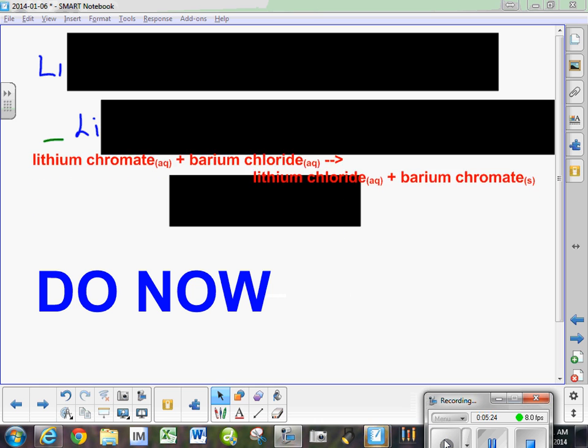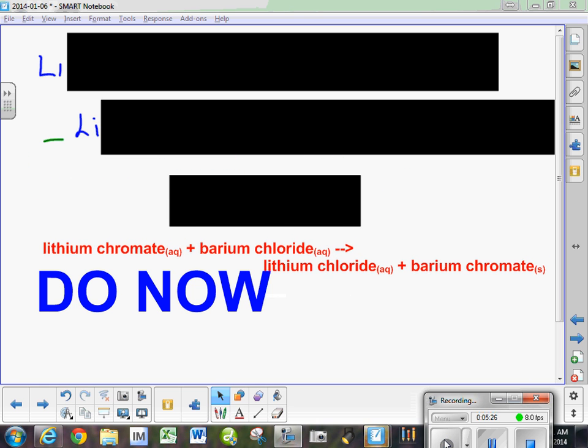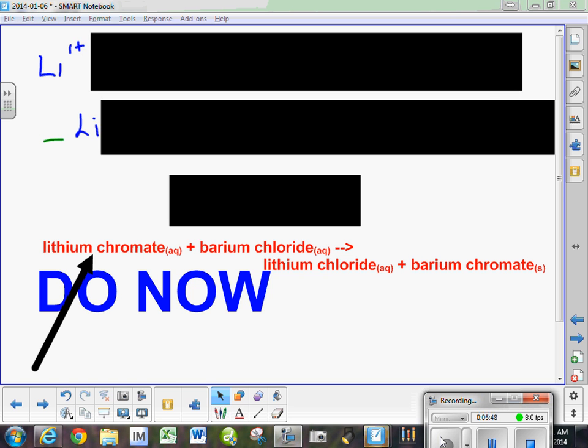So starting with our word equation, which is right down here, it's part of the do now, we have lithium chromate. So lithium chromate is the first guy we have to work with. Now lithium is in what column on the periodic chart? He is atomic number 3. 1. Okay, so he's going to have a 1 plus.